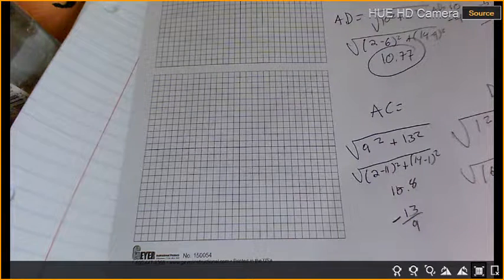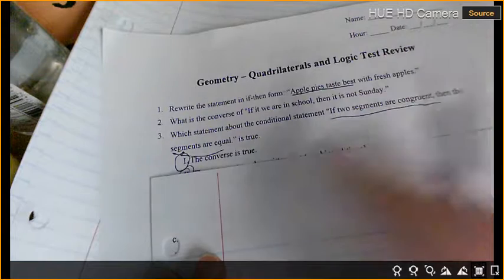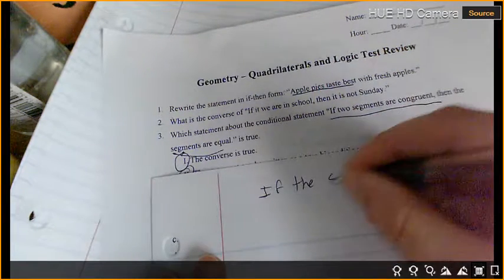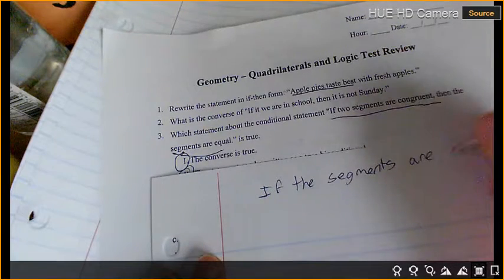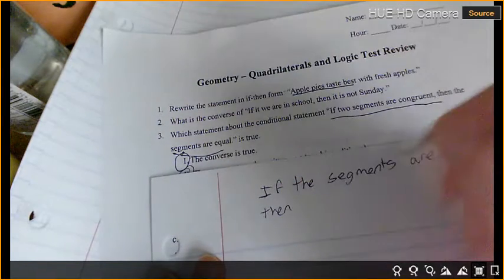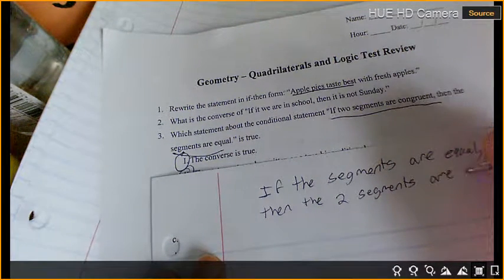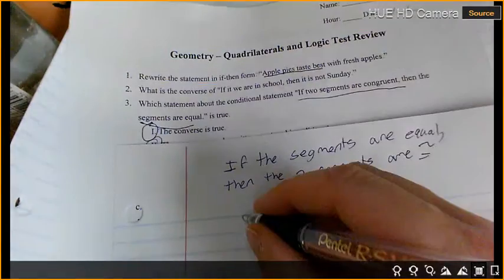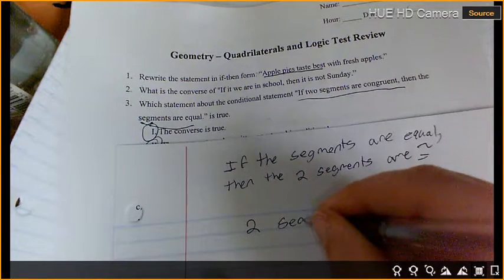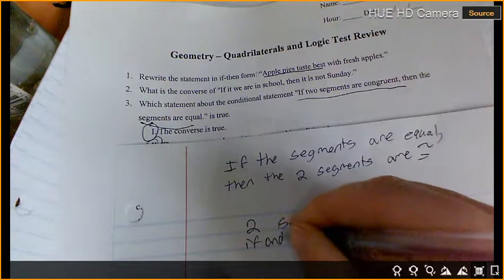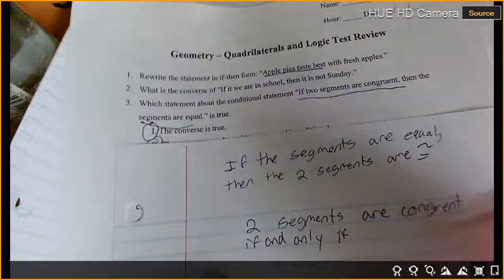We know how, if we have a true statement, so let's do just one more and then I'll leave you guys alone. All right, let's make this statement right here, if two segments are congruent, then the segments are equal, into a biconditional statement. So first, the converse would be, if the segments are equal, then the two segments are congruent. Okay, so if we were to change this into a biconditional statement, we would use this and we would say two segments are congruent what? Good. If and only if what? The segments are equal.